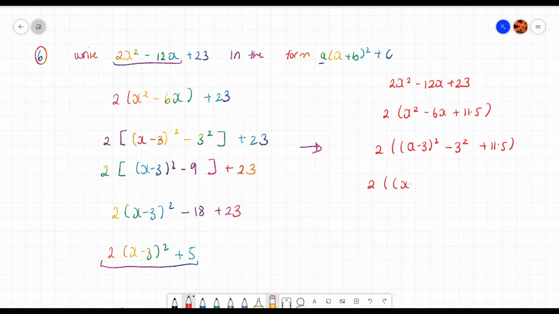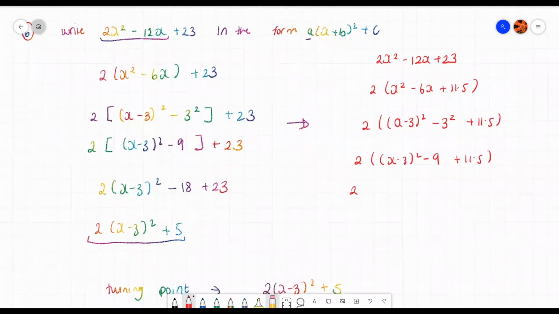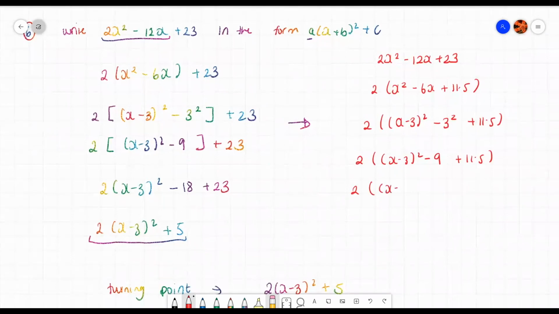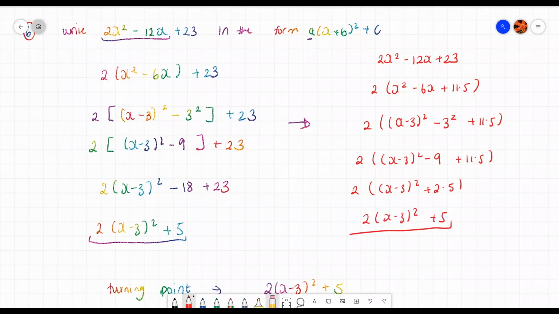And then I'm going to leave the x minus 3 squared. Well, minus 3 squared is minus 9, plus 11.5. And then 2, and then I'm just going to do the bracket, x minus 3 squared. Well, then I've got to do minus 9 plus 11.5, which is 2.5. And then I just times it by 2. 2 lots of x minus 3 squared plus 5. And you can see it ends up exactly the same way.